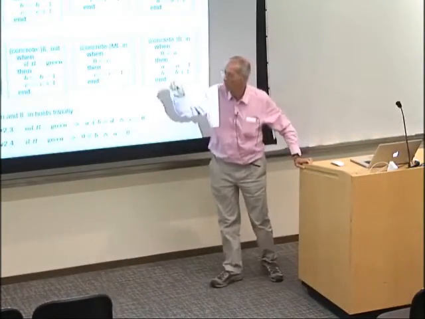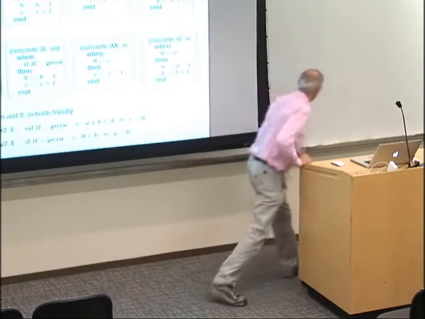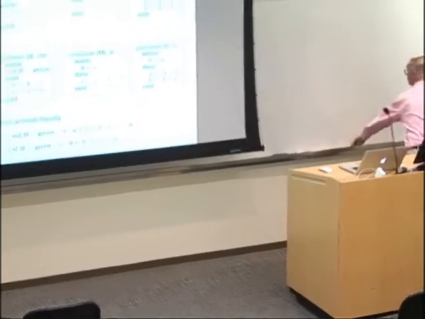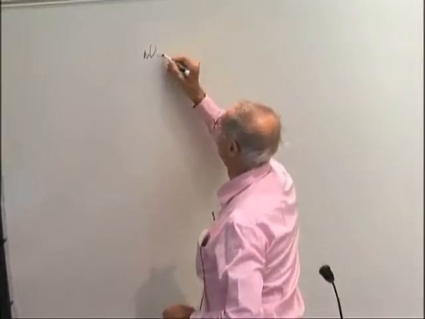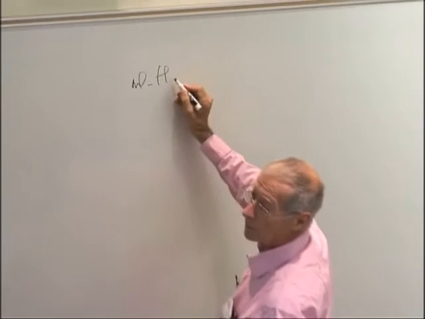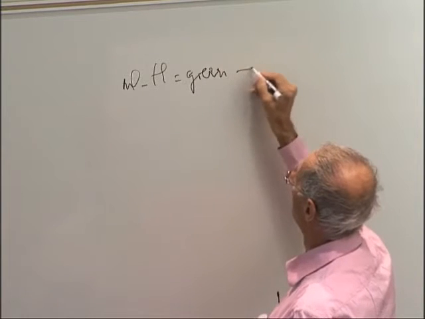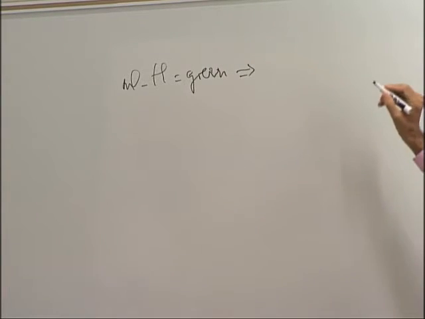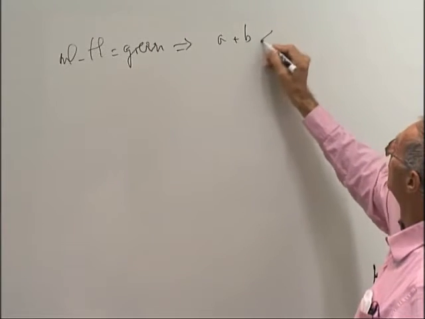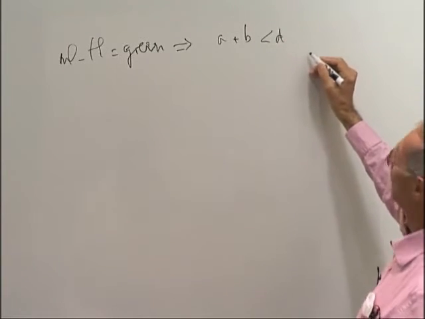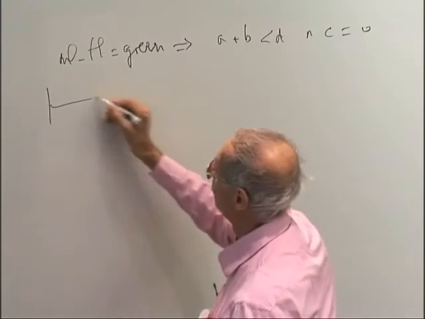I have no whiteboard here. It's behind the... Oh, here, yeah, here. So you see, we have to prove, for example, ML TL equals green implies A plus B smaller than D, and C equals 0. And so this is a hypothesis.